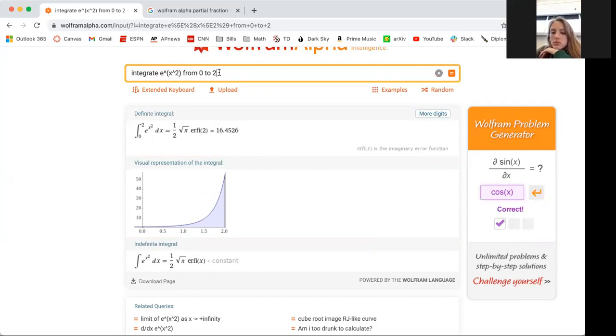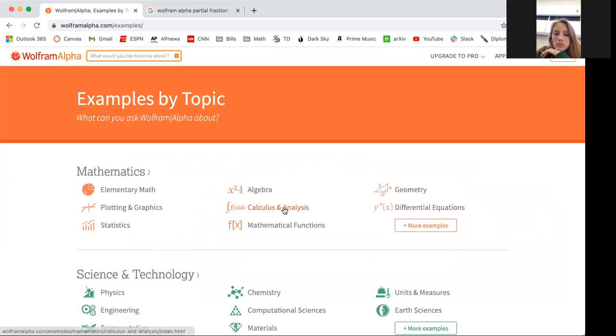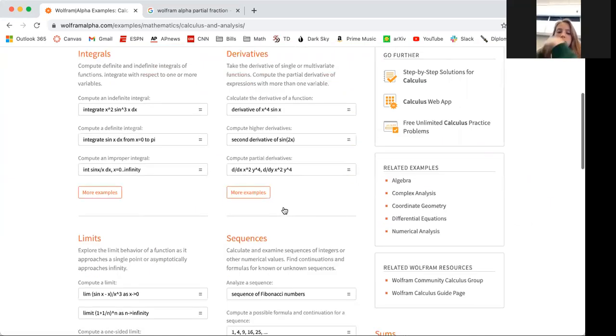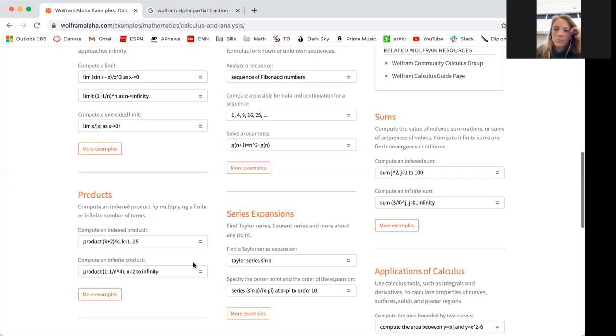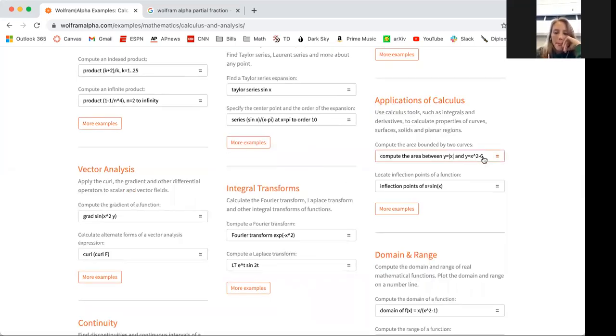And maybe as a last example, it can do even more. Let's go in here, examples. What else can calculus do for us? Applications, area bounded by curves.